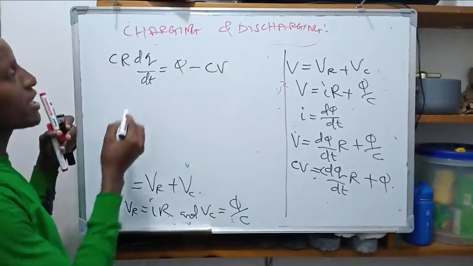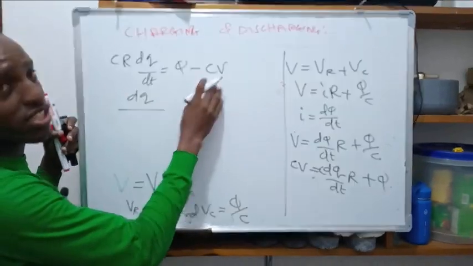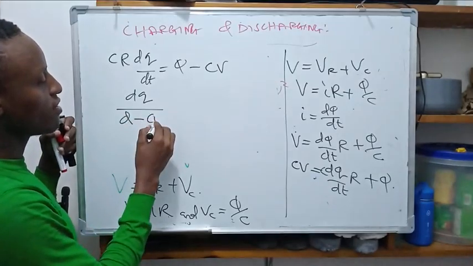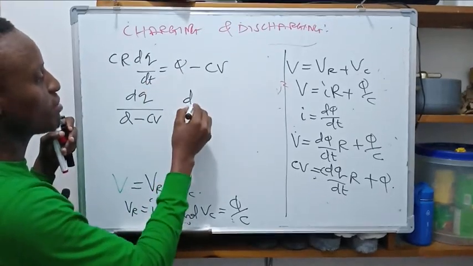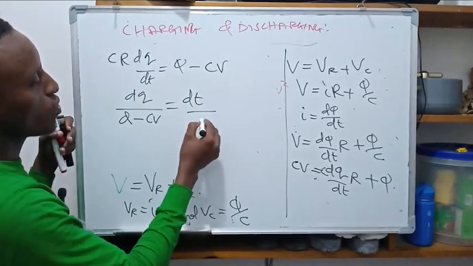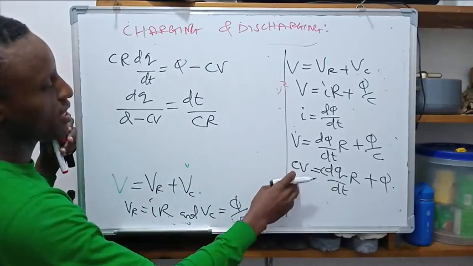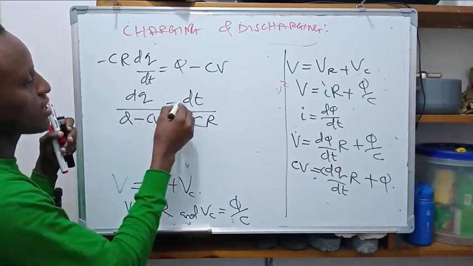So we can say this dQ. Let's correct, because this is the charge. So Q minus CV. Then this one will just be equal to dt over CR. But remember, this came to this side and this went to that side, so this was negative here. So this is negative here.